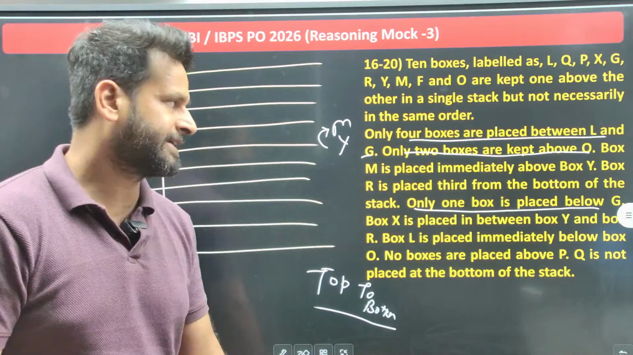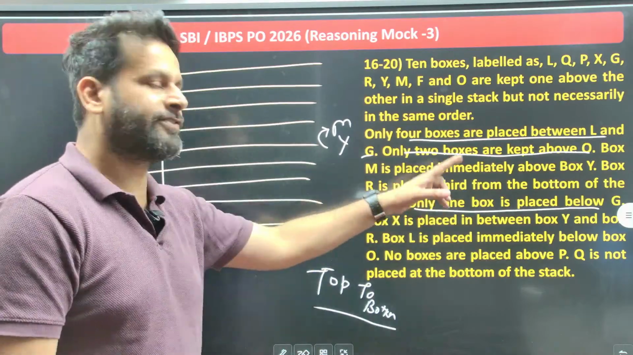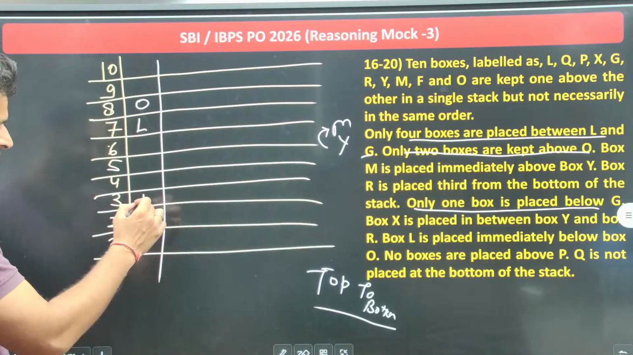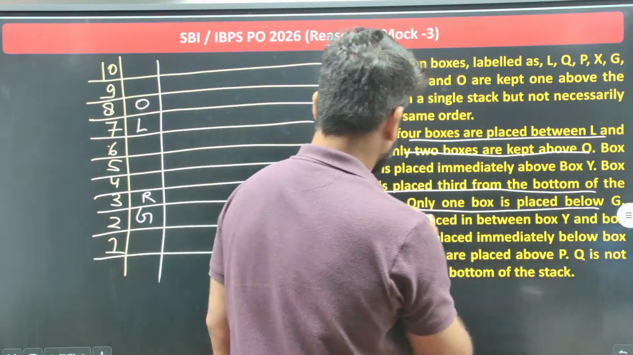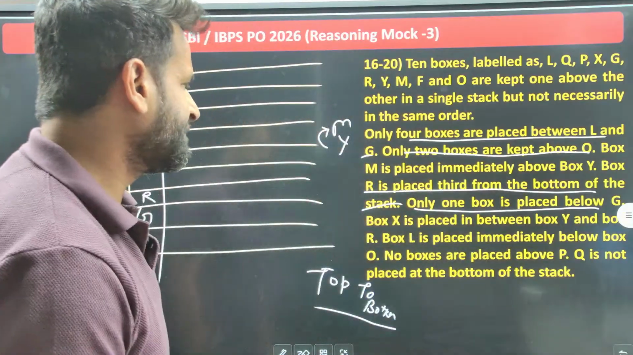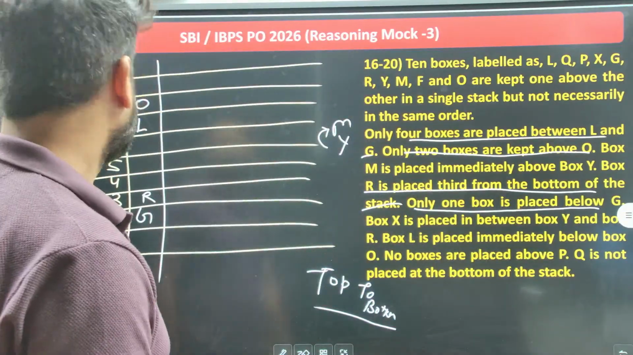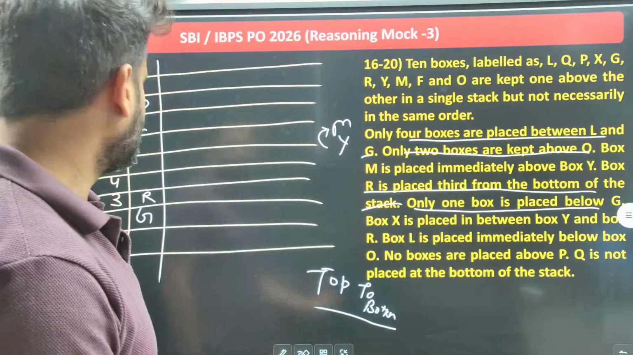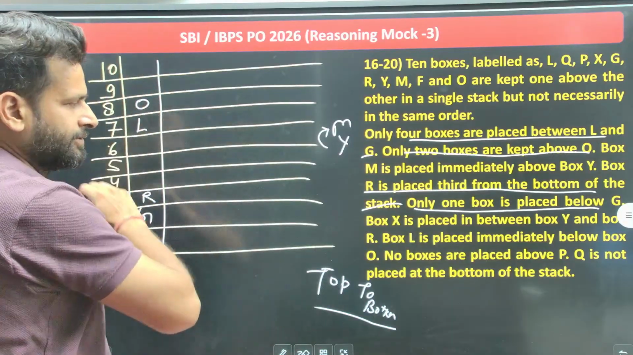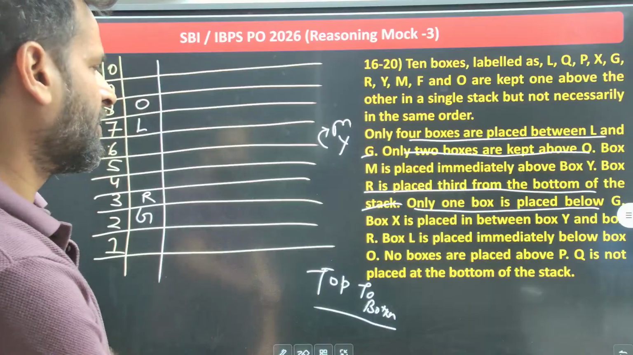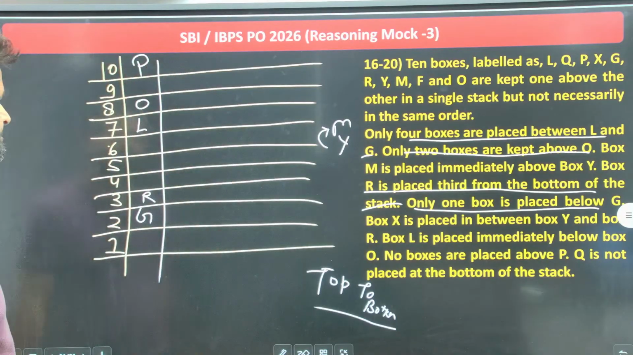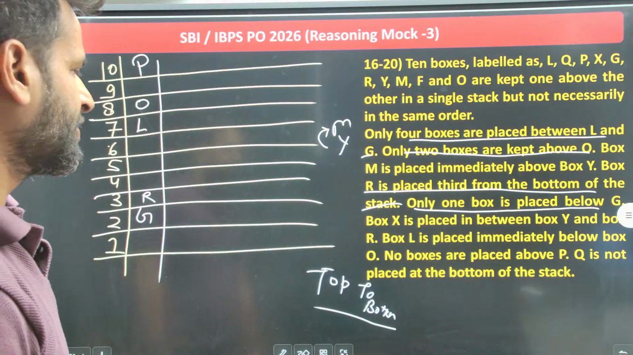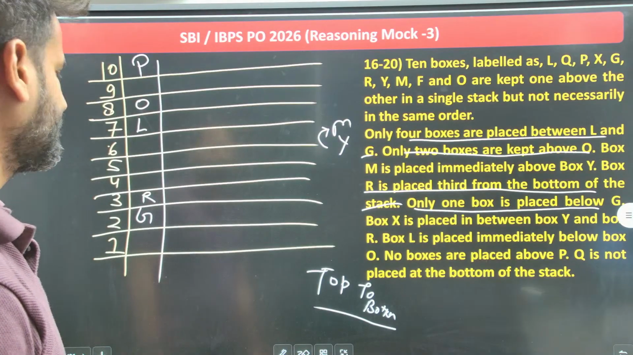Plenty of possibilities. R is third from bottom. Important condition. R is third from bottom. X is placed between Y and R. L is immediate below O. That is already done. No box above P. Above P there is no box, so this will be P. Okay. Q is not at bottom. Q where? Q is not at bottom.